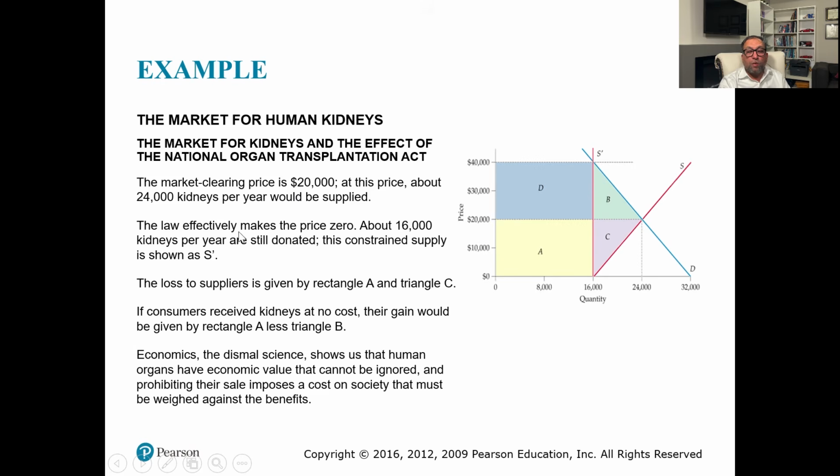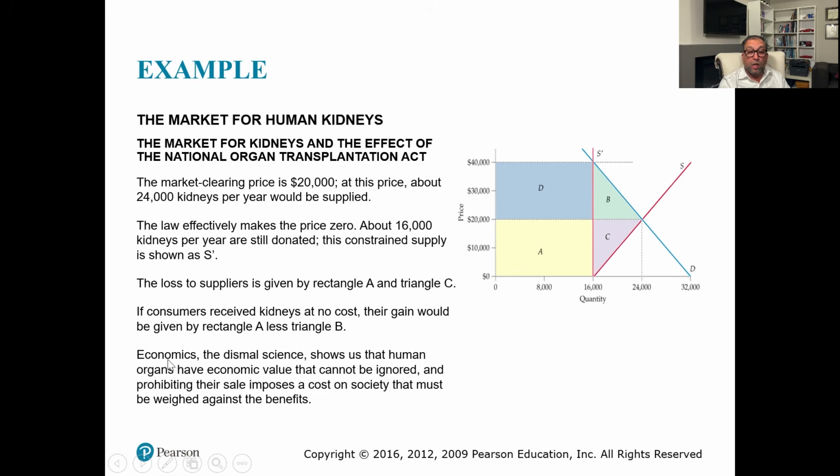The law effectively makes the price 0. About 16,000 kidneys per year are still donated. This constrained supply is shown by this curve, which is vertical. So the loss to the supplier is given by rectangle A and triangle C. So this A and C is the loss to the supplier. If a consumer receives a kidney at no cost, that gain would be given by the rectangle A less B. So A is a gain and B is a loss.